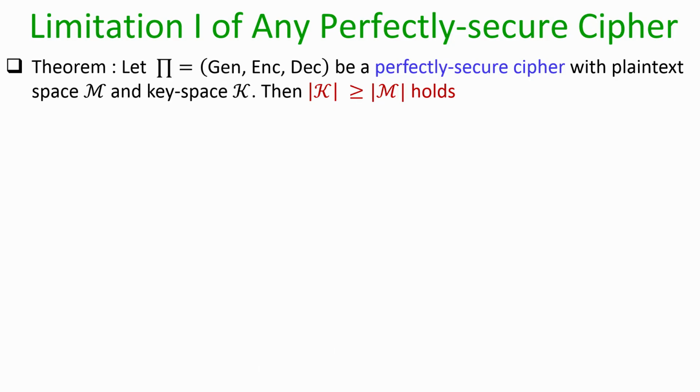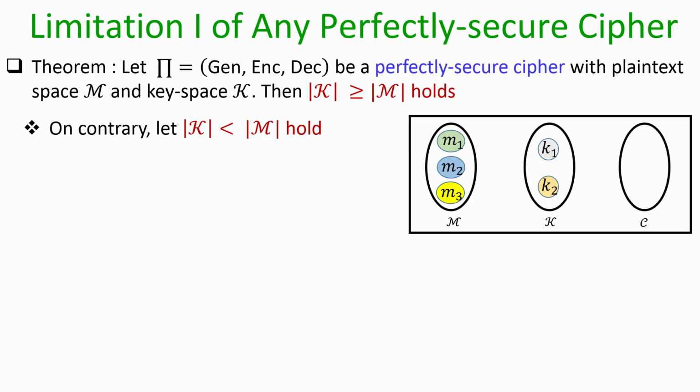So, let us first prove the first limitation here. The theorem here is, imagine you are given a perfectly secure cipher. It need not be one time pad, it could be any perfectly secure cipher. The theorem says that if the scheme is perfectly secure, then the key space has to be as large as the message space. So, here is the proof.